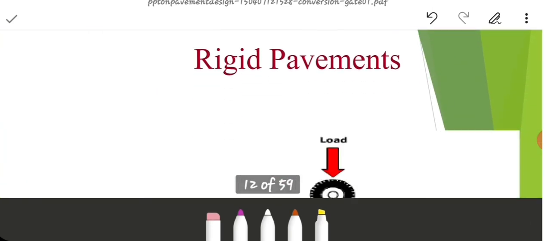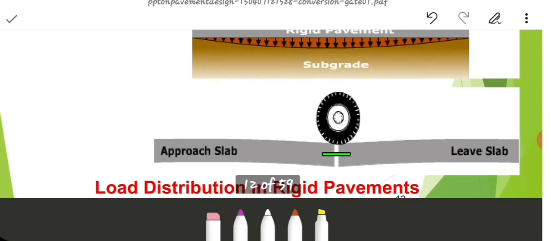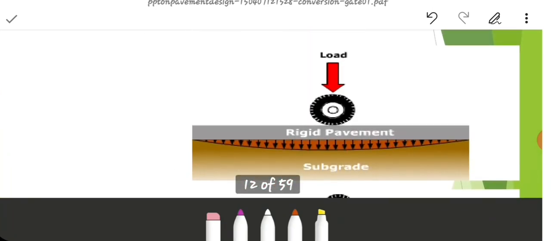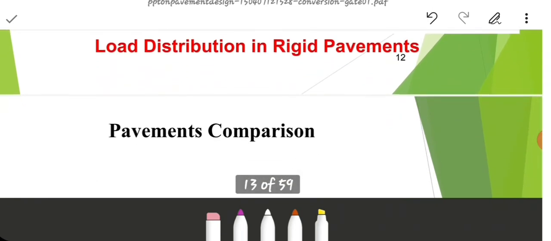Now, load distribution. You can see the picture of load distribution of rigid pavement. This is a wheel load, axle load, okay, rigid pavement, and directly to the subgrade. Load is transferred directly to the subgrade. Okay.